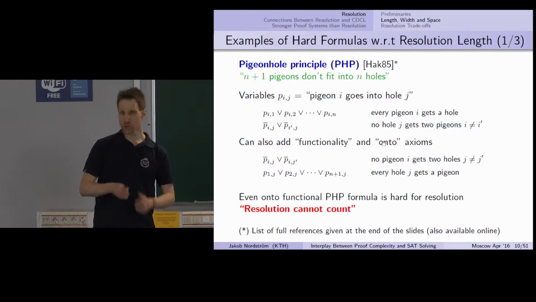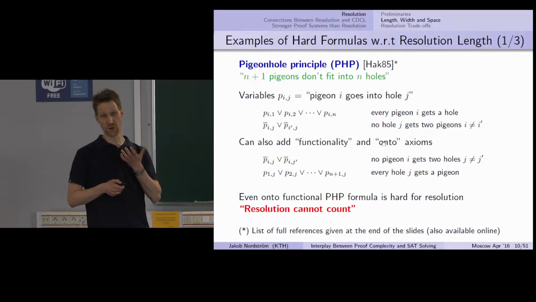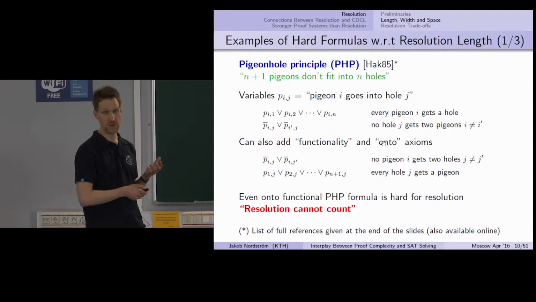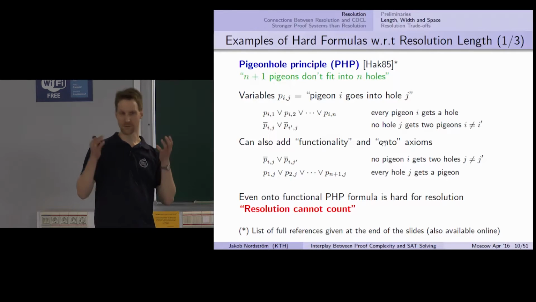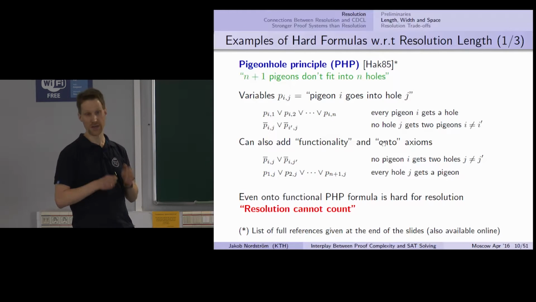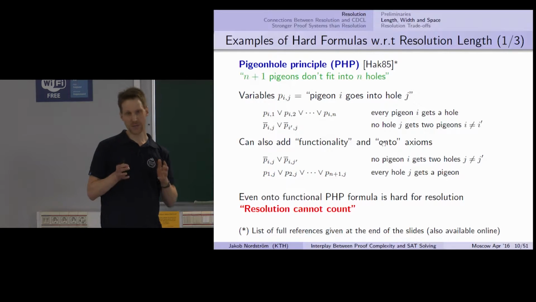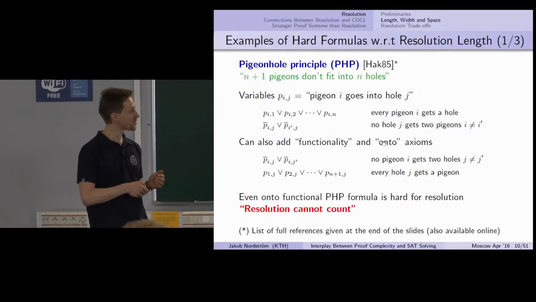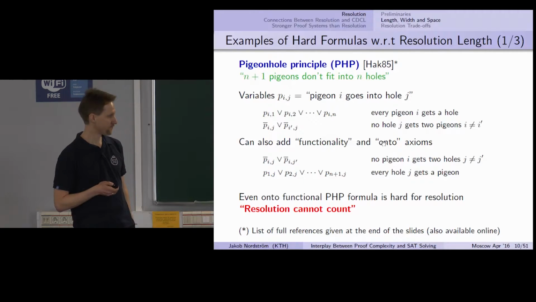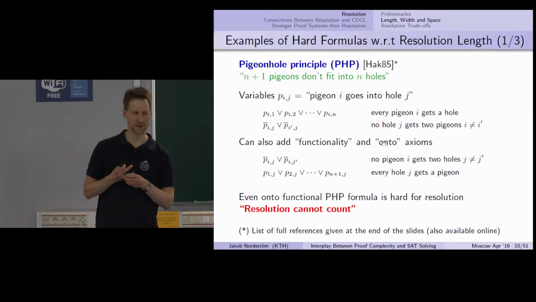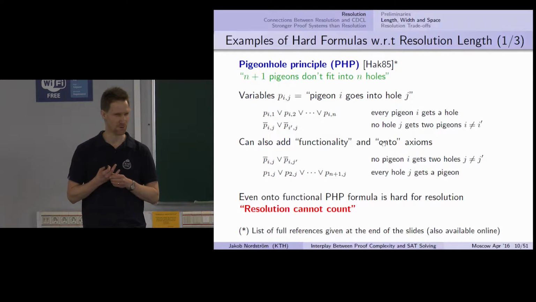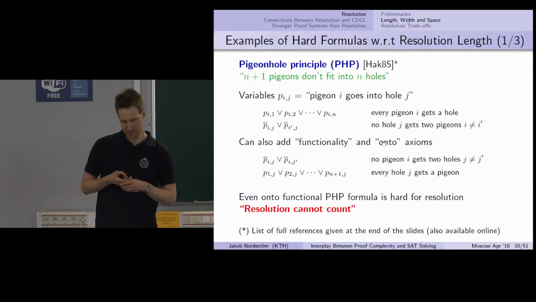And it turns out that for resolution, all of them are hard. So clearly the hardest one to prove lower bounds for is if you throw in all of these axioms. This is the functionality axioms. These are onto axioms, we're onto the holes. So all of these four classes of clauses are the onto functional pigeonhole principle. And even that is hard for resolution. So it really tells you that, even if you're giving the resolution strong hints, it really cannot count. Okay, and this was the landmark, the first result that, I think it's fair to say, got proof complexity started, by Haken in '85.